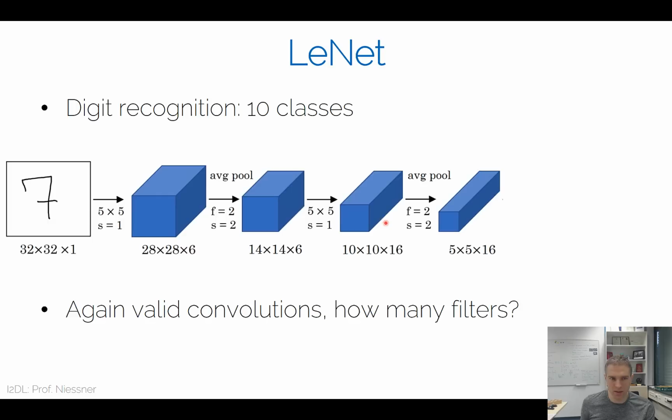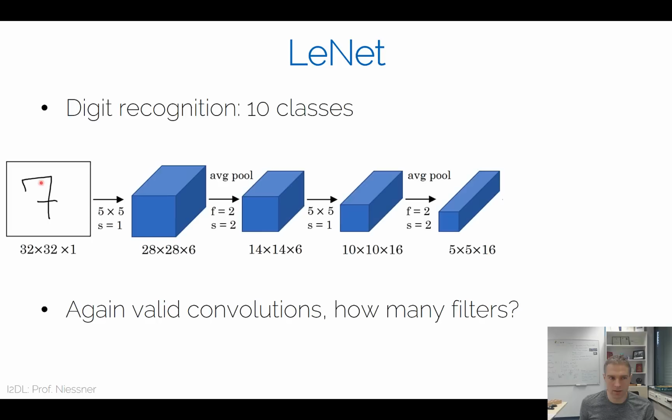And then it follows another average pooling. In this average pooling, again, we have a pooling size of 2 and a stride of 2. So we again halve the spatial resolution and go from 10 by 10 to 5 by 5. And then we get a 5 times 5 times 16 feature map out of these four layers, right? Okay, so we have conv, pool.